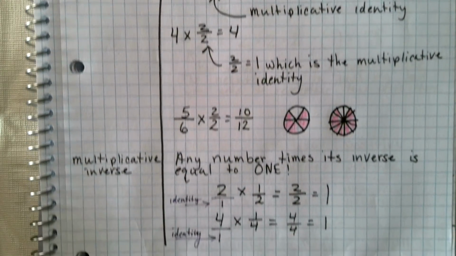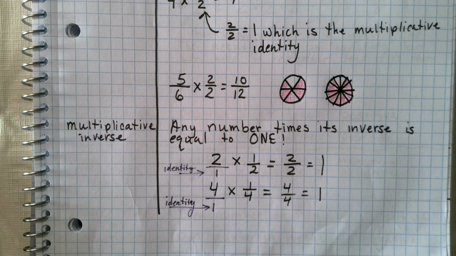The multiplicative inverse is when you flip the number over and you multiply it by the original number and you get 1. So 2 over 1 times 1/2 will give you 1. 4 over 1 times 1/4, its inverse, will also give you 1.